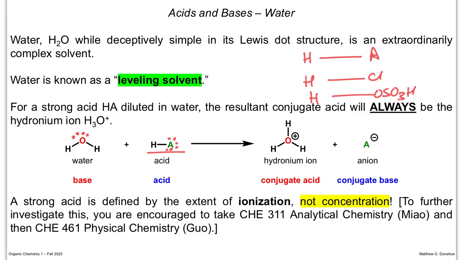So if you're into it, you can take Chem 311, put that on your advising form next week with Dr. Miao. I know at least one person's going to take 461 with Dr. Guo. So Dr. Miao will tell you about this ionization. It's called activity coefficient, and Dr. Guo will overlay the mathematics of that to give you a better understanding.